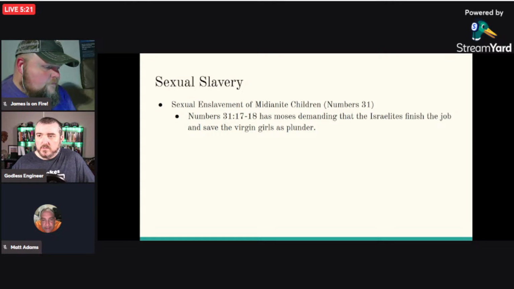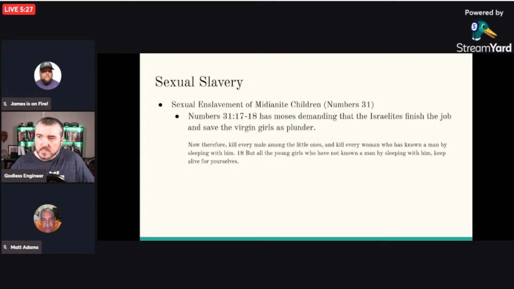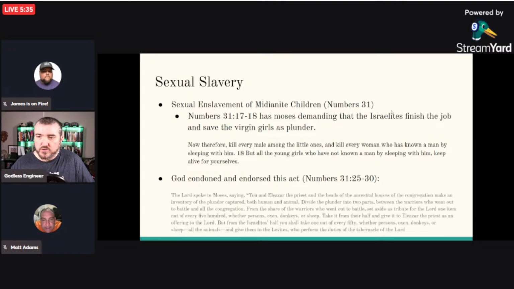In this story, Moses demands the Israelites kill all the Midianite women and children except the virgin girls. This allowed the warring Israelite men to claim these young girls as property, making them sexual slaves. The Hebrew Bible further demonstrates that God condones these actions in Numbers 31:25-30, in which God tells Moses how to inventory plundered capital, including people.